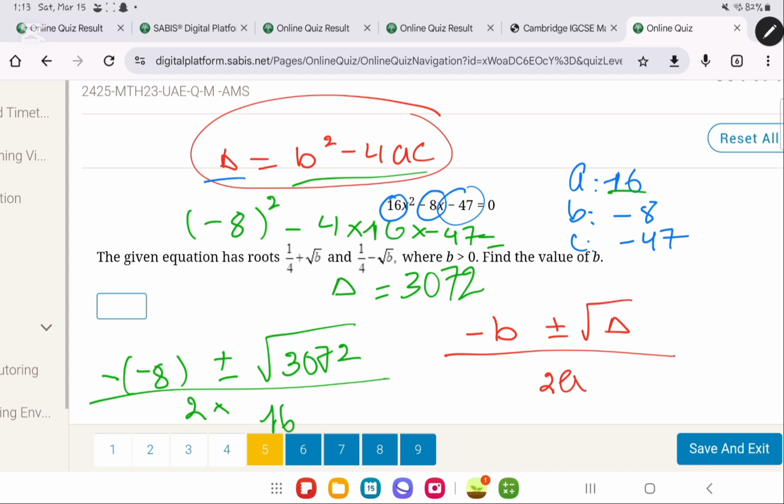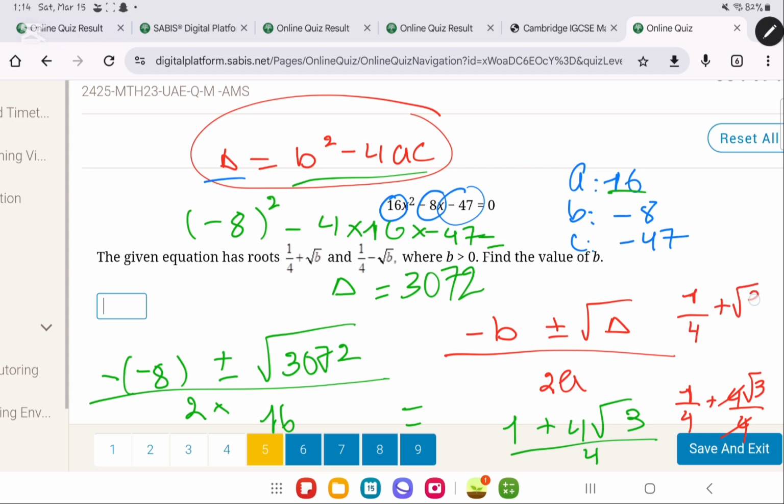You're going to have minus 8 plus or minus. You can put either plus or minus, okay? Radical 3072 and over 2 times 16. You are going to get an answer that looks like this: 1 plus 4 radical 3 over 4. Now what we're going to do is distribute them into 2 different fractions. So it's going to be 1 over 4 plus 4 radical 3 over 4. 4 and 4 will cancel. So now in simplest form, it's 1 over 4 plus radical 3.